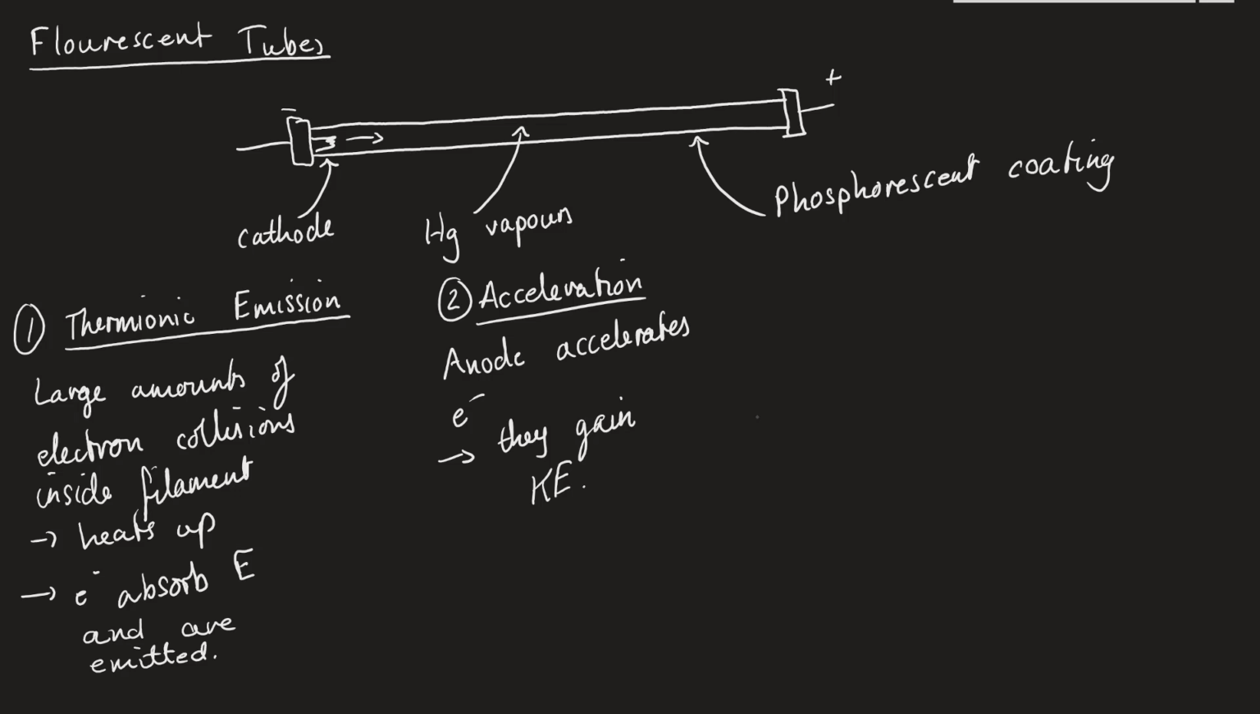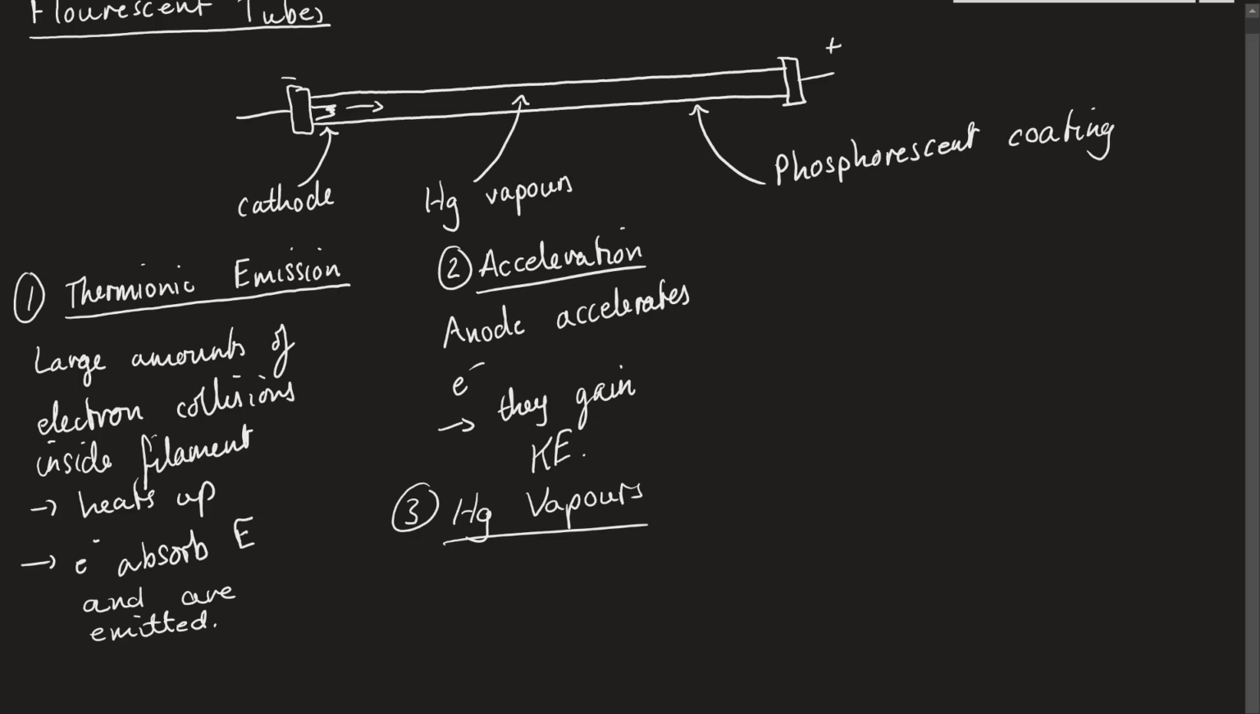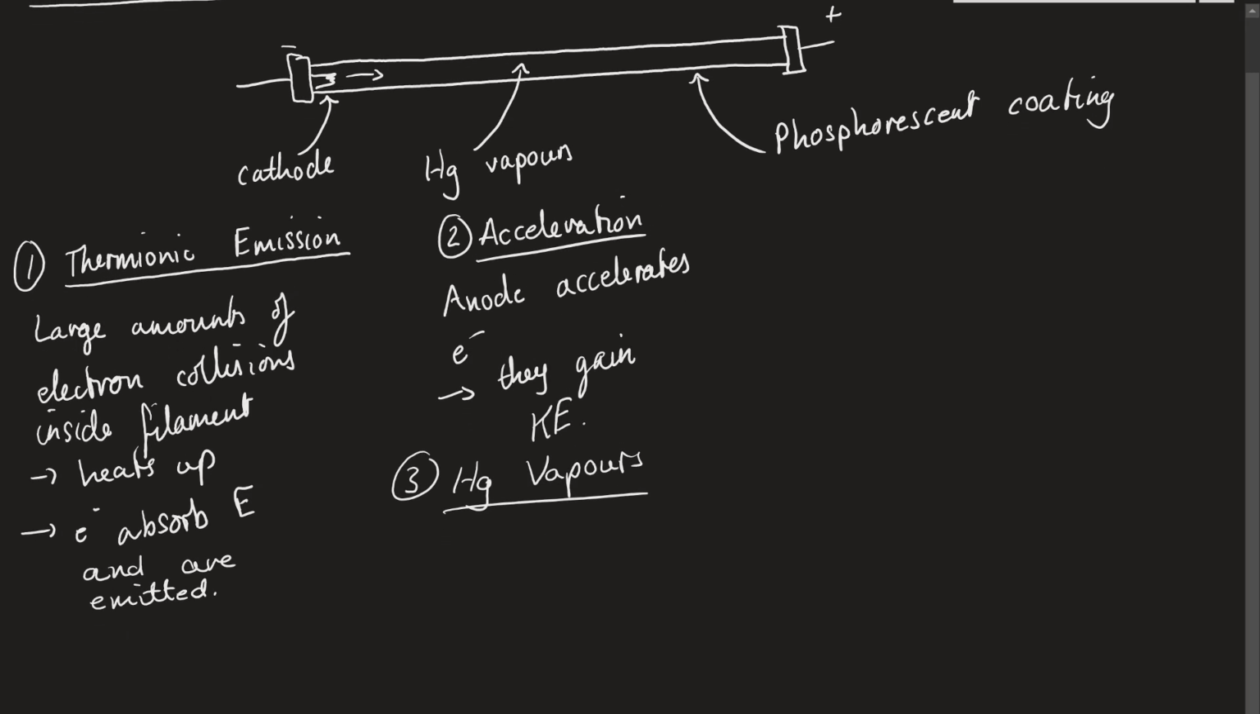When they collide with a mercury atom, so stage 3, if I can fit it down here, is collisions with the mercury vapors. What happens when they collide with the mercury vapors is the electrons collide with the mercury atoms. Then the kinetic energy is transferred to electrons in the mercury, and so the mercury is excited.